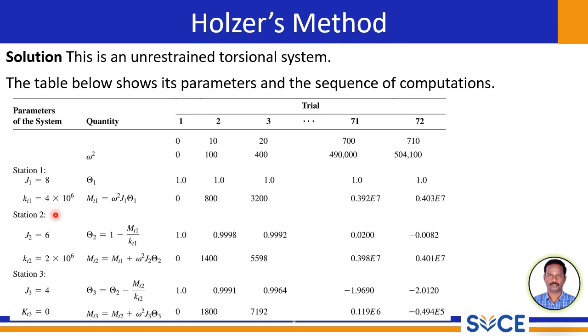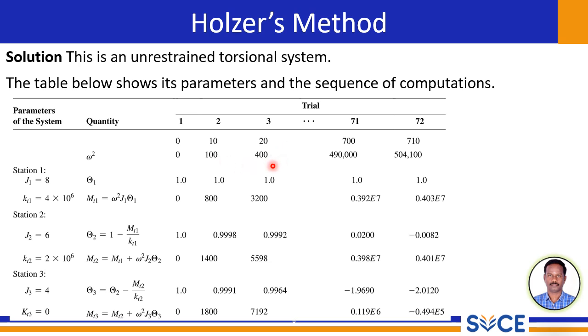In each trial, we start by assuming a specific value for the angular frequency. You can see these assumed values listed below the trial numbers. For example, in trial 1, omega is 0. Trial 2, it is 10. Trial 3, it is 20, and so on. Corresponding to each assumed omega, we also calculate omega square, which is shown in the second row. That is, for 10, 10 square is 100, and for 20, 20 square is 400.